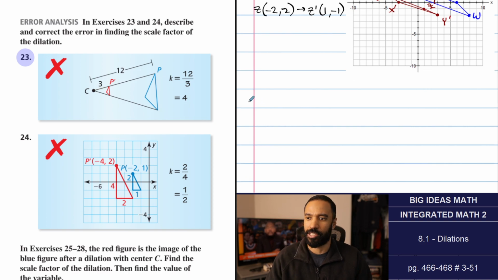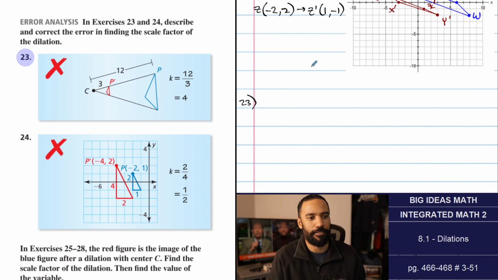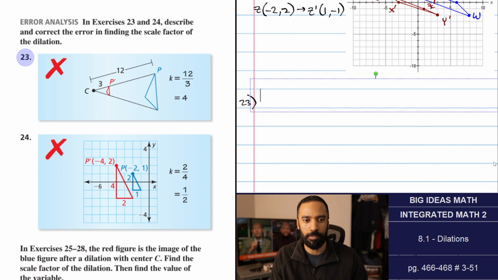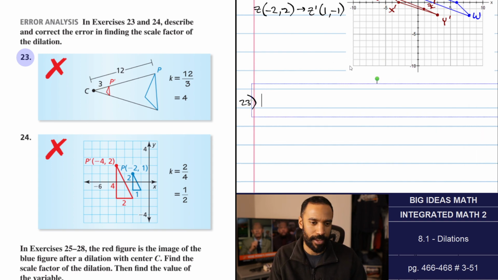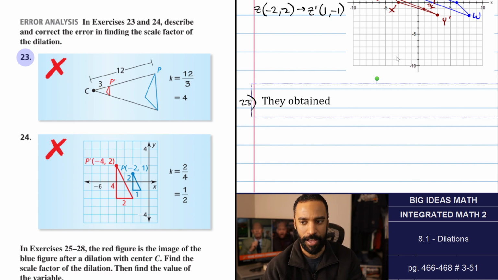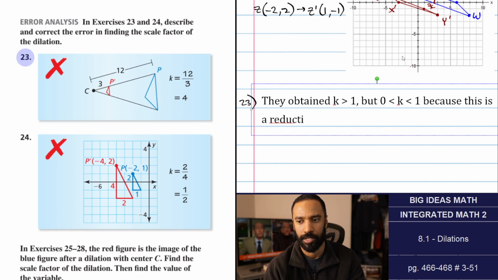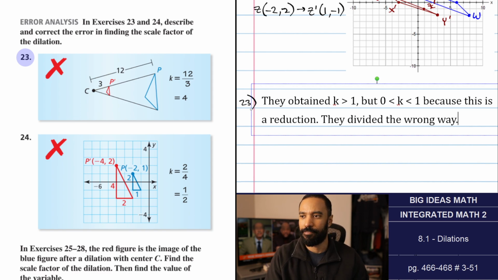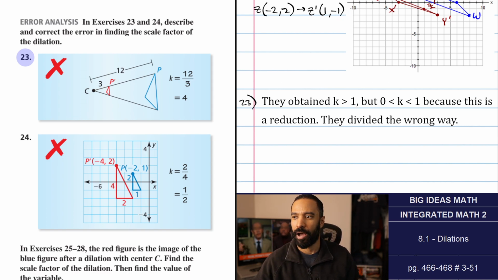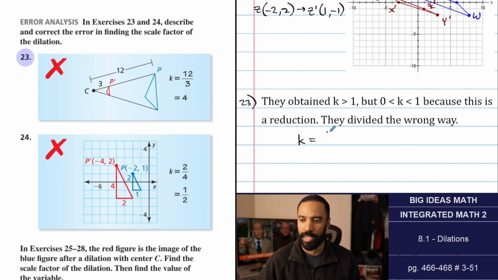Okay, error analysis in 23 and 24. Describe and correct the error in finding the scale factor of the dilation. We go from P to P prime, from blue to red, so this should be a reduction of some sort. Therefore, the K value should be less than 1. They obtained a K value greater than 1, but K should be between 0 and 1 because this is a reduction. Basically, they divided the wrong way. So let's fix that. The K value should not be 12 over 3, but 3 over 12. K is 3 over 12, which is 1/4, not 4 over 1.